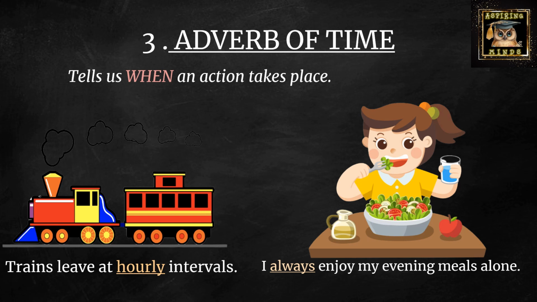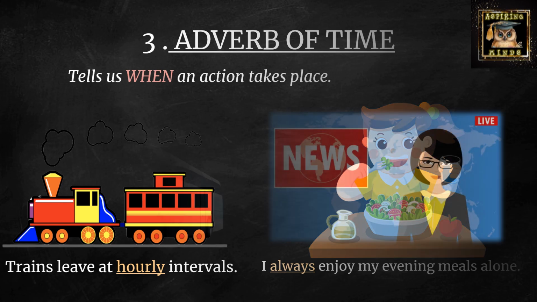In the second image, you see a girl. She's really enjoying her evening meal. I don't know, what can I see here? I see an apple, there's a salad, there's a glass of water, and maybe there's some milk or something mixed. I don't know what is there in that. So here we see that the girl is enjoying her evening meal. So the sentence is, I always enjoy my evening meals alone. Now the word always becomes adverb of time in this sentence.